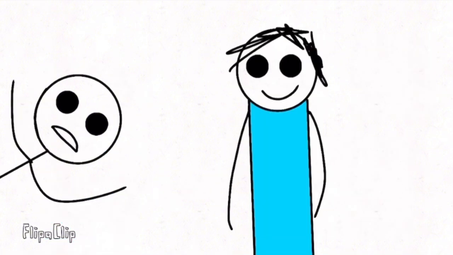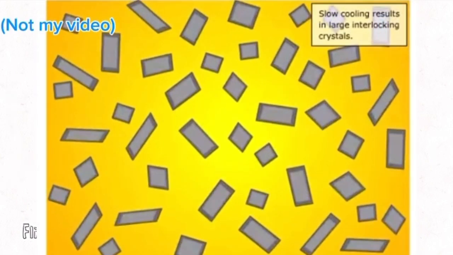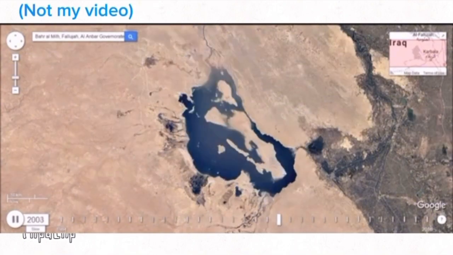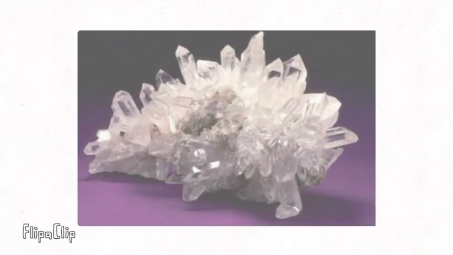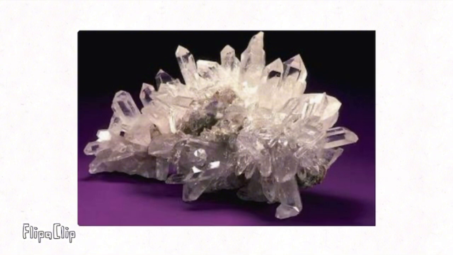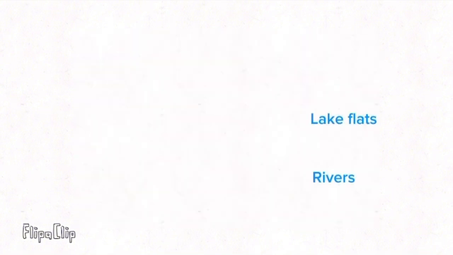Okay, good, but now how are they formed? Crystals are formed in a way called crystallization, but there are many other ways that they can form. Like when water evaporates, the material left behind can be crystals. But this usually will only happen in lake flats and rivers.